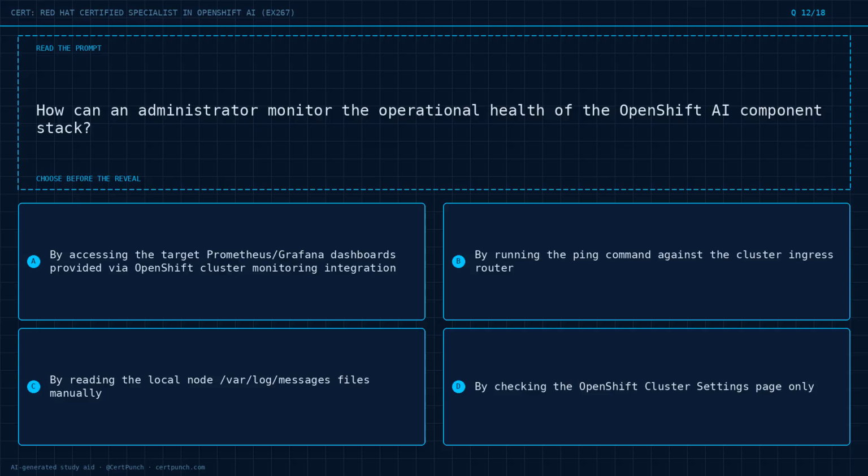Option D. By checking the OpenShift cluster settings page only. Make the call before the reveal. The correct answer is option A. By accessing the target Prometheus/Grafana dashboards provided via OpenShift cluster monitoring integration.